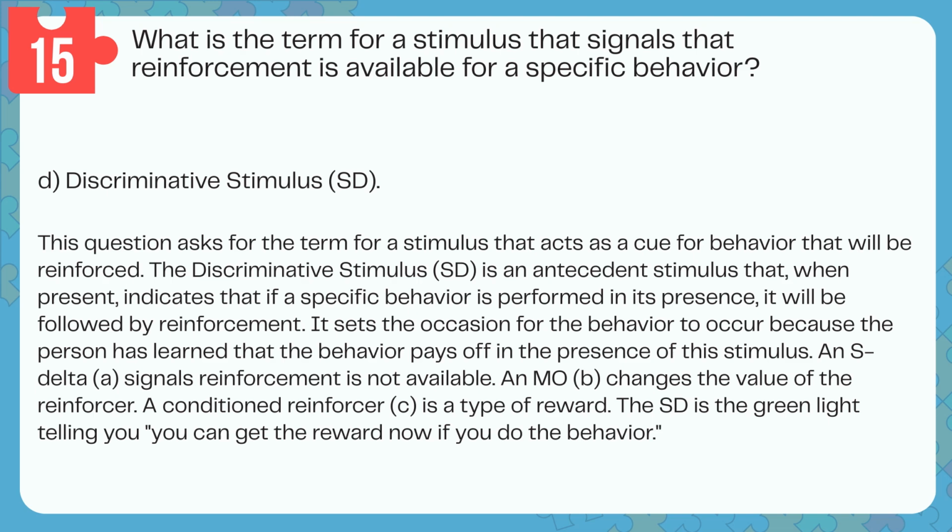And S delta, A, signals reinforcement is not available. And MO, B, changes the value of the reinforcer. A conditioned reinforcer, C, is a type of reward. The SD is the green light telling you can get the reward now if you do the behavior.